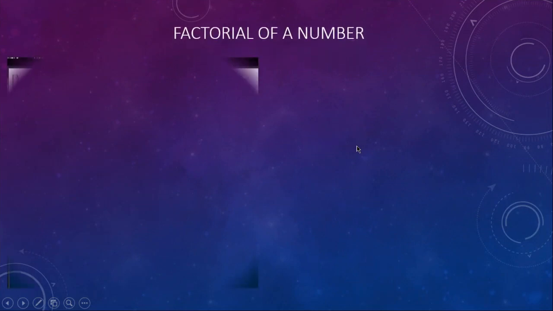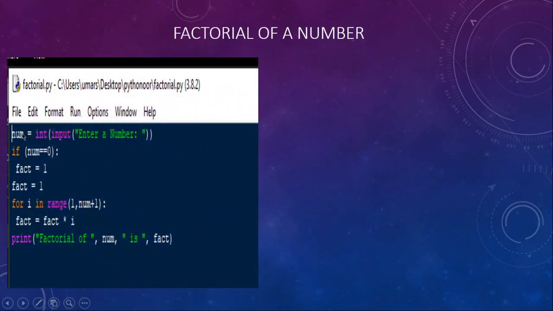First of all, num is equal to int(input("Enter a number")). This will ask for an input from the user on the screen, and the cursor will blink to get a number, that is, the number for which you are going to find the factorial. And this statement, if num is equal to 0, means we know 0 factorial is 1, so the factorial is equal to 1. And if that is not the case, we are going to find out the factorial of the number using the logic given over here.